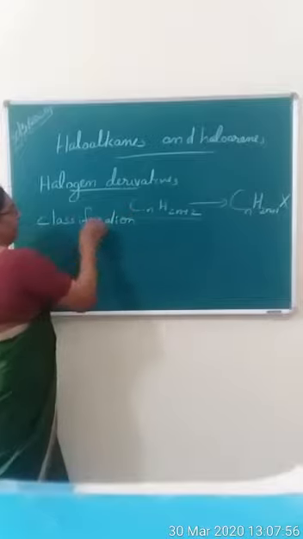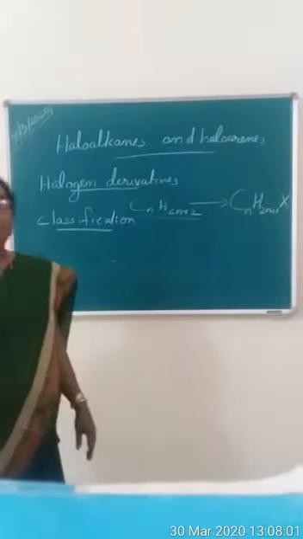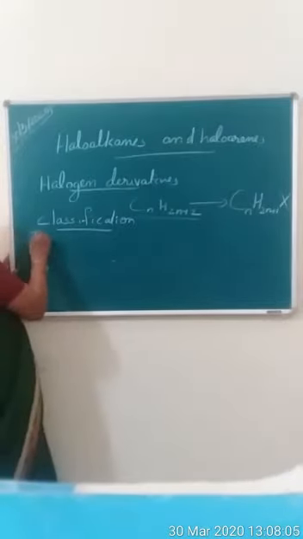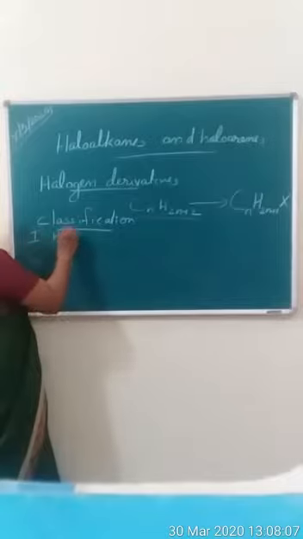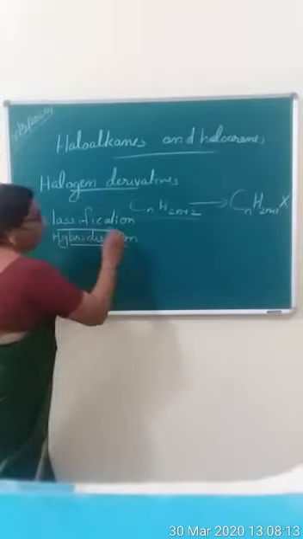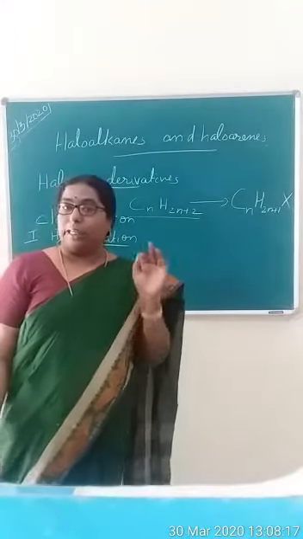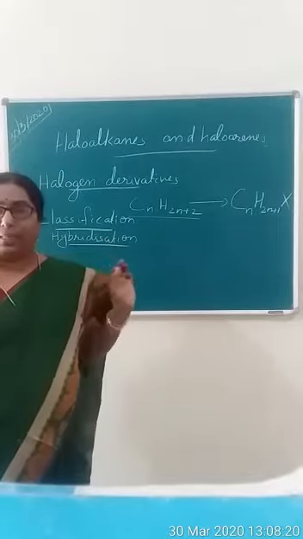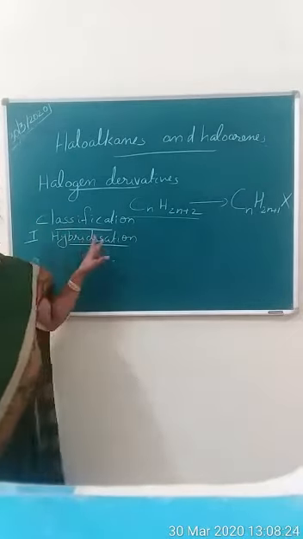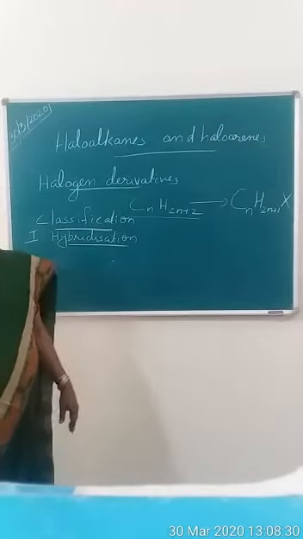Halogen derivatives can be classified on different bases. First, let us classify on the basis of hybridization. You know that carbon undergoes all three types of hybridization, that is sp3, sp2 as well as sp. So first let us study the classification of halogen derivatives on the basis of hybridization.